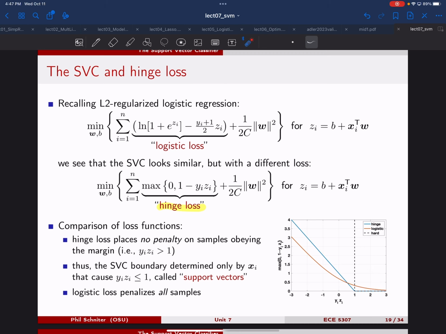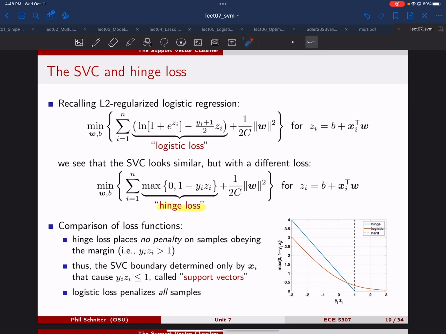And here you can see this value 1. This is essentially when yz is equal to 1, that's right when you're at the point where the two things you're maximizing are equal. So once yizi gets greater than 1, then the max just chooses 0, and that's where you get this flat part. And then on the other side, you essentially have something that's linear with slope -1.